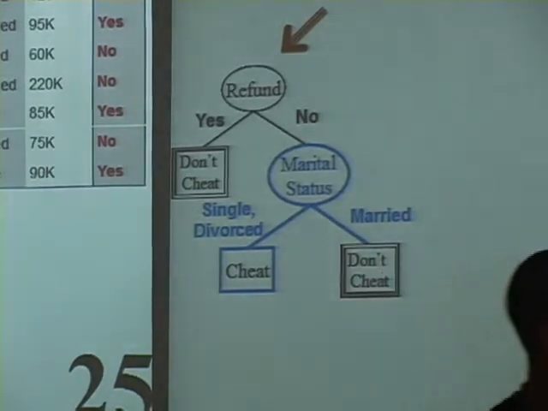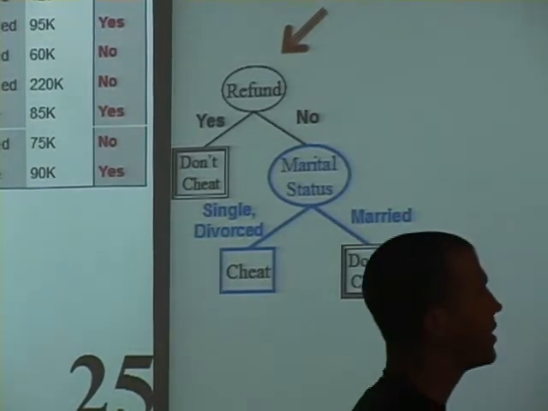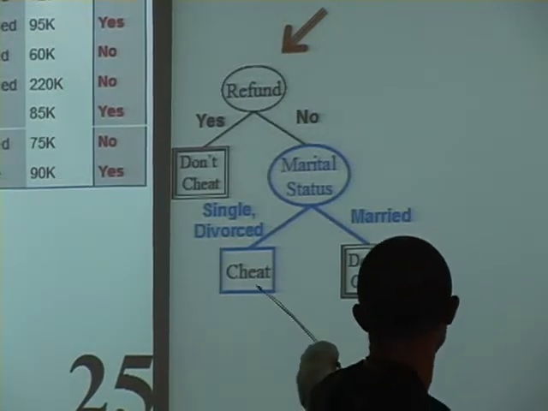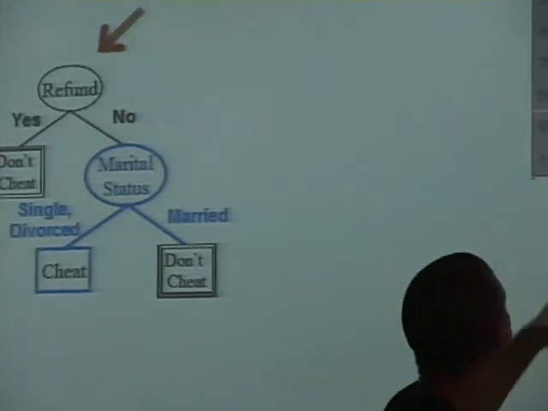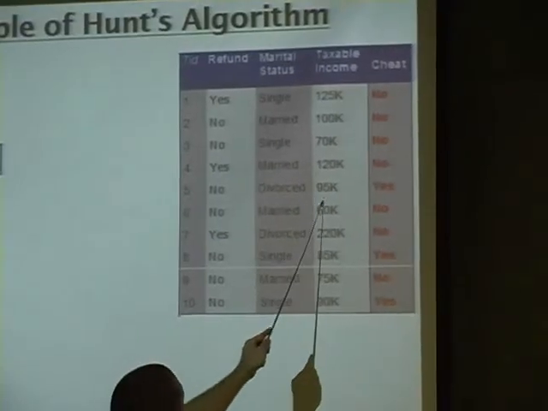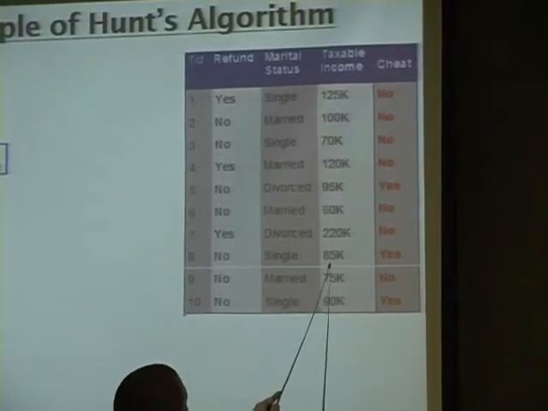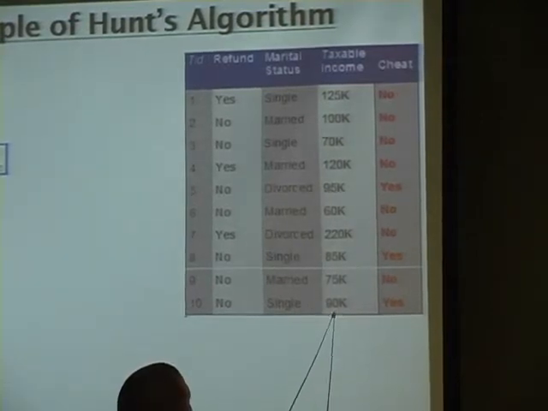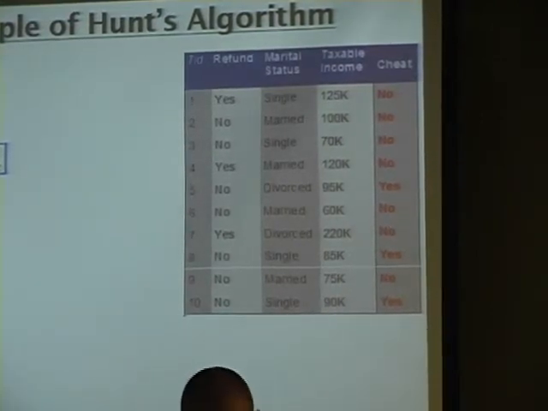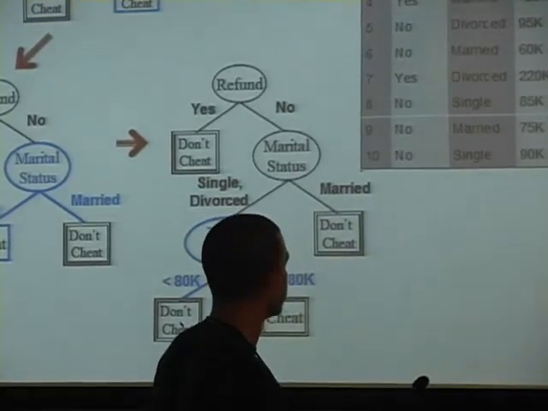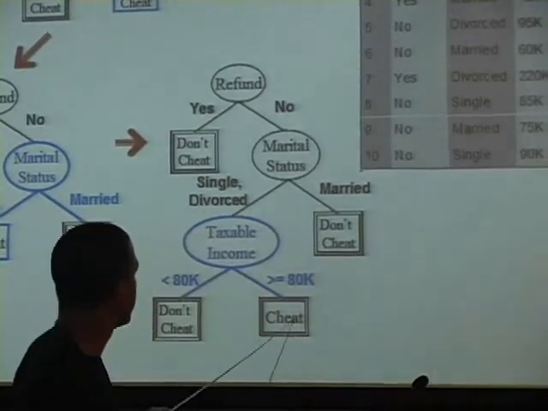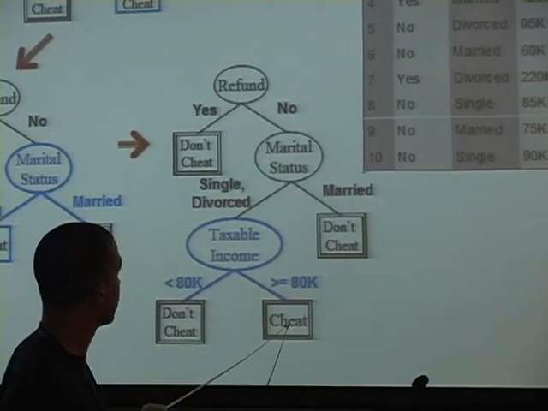So now we're just left with these 1, 2, 3, 4 people, and we need some way to split them because it's not homogeneous, so we consider splitting it. And we need some way to separate this guy from the other guys, so it turns out we can use their taxable income, right? Because number 3 made 70,000, whereas 5 made 95, 8 made 85, and 10 made 90,000. So if we just take people that made less than 80K, that guy's the only one who made less than 80K. So he goes over here into the don't cheat, and the other 3 guys go into a terminal node that's homogeneous, but with respect to cheating, all 3 of those guys cheated.